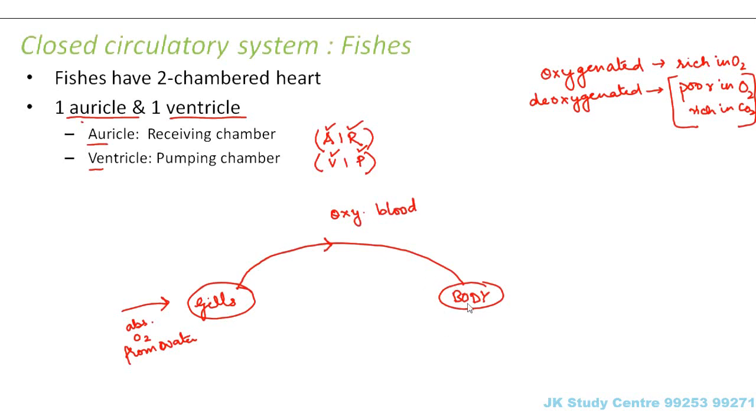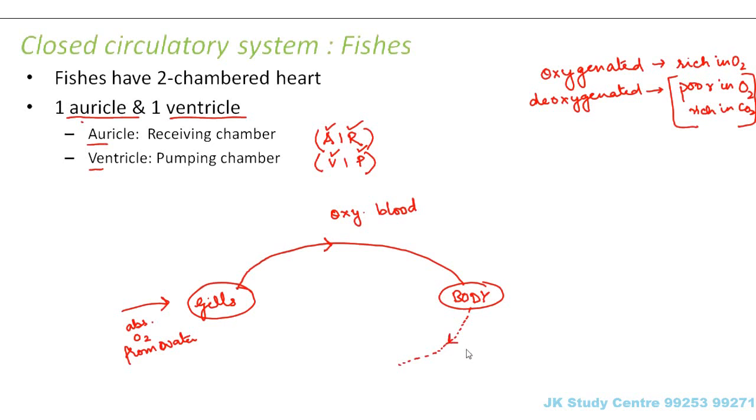Correct? Now in the different parts of the body, the process of respiration will take place. The cellular respiration will take place in each cell, and as a result carbon dioxide will be produced. Now each cell will want to get rid of that extra carbon dioxide. So that carbon dioxide will be sent back to the blood. So now the blood which is coming back from different parts of the body is rich in carbon dioxide. So that is deoxygenated blood. So let me denote the dotted line for deoxygenated blood.